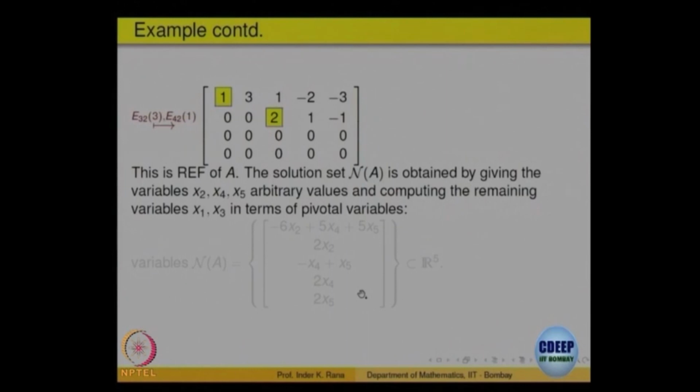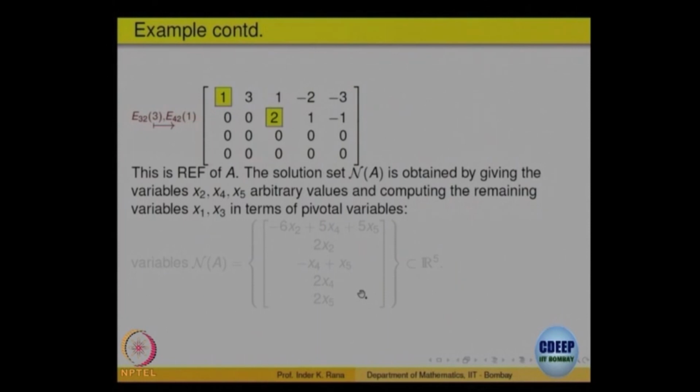So, in this matrix, how many pivots are there? 2, right, they are in the yellow box. There are first 2 rows which are non-zero. So, what is the rank of this matrix? 2 is the rank of this matrix, the number of non-zero rows. Okay, right. So, the rank is 2.